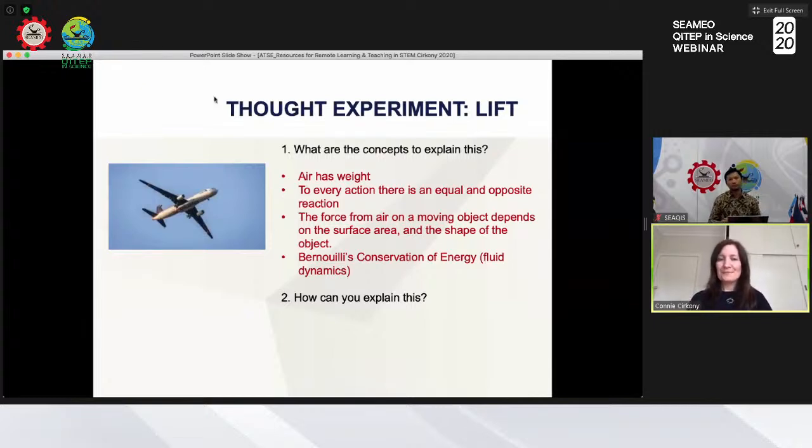Okay. So the answer to the question is using representations. And my colleague, Ms. Simone, has already mentioned this. So this is where I'm going to elaborate on the idea of representations and why it's important in science.